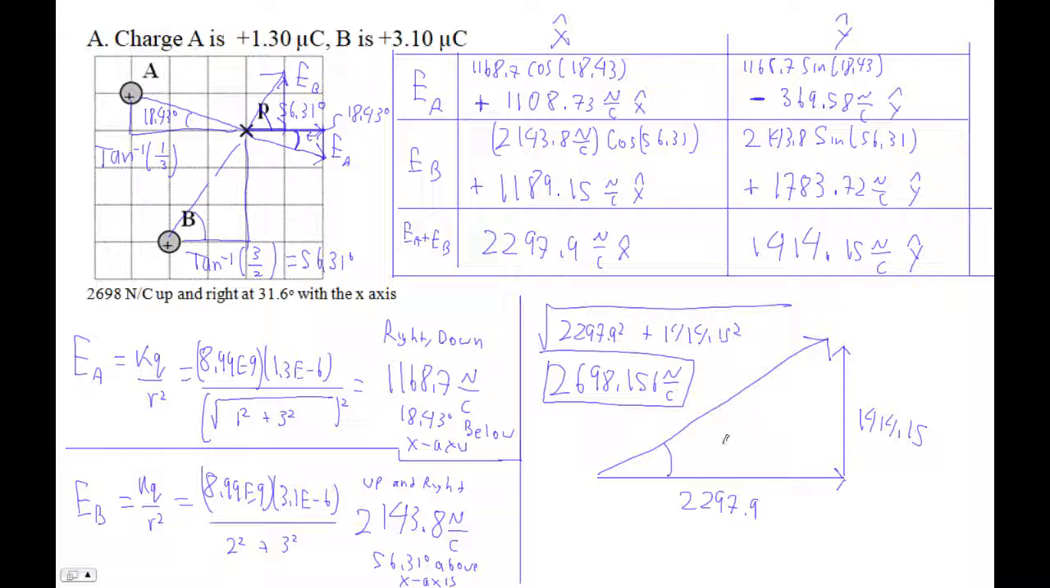And then that angle right there is tan minus 1 of 14.15. That's the opposite side, right? Here's the adjacent side, over 2297.9. All right, so second tan of the 14.15 guy divided by the 2297 guy. Sorry, I refer to them as my people. 31.6. So that angle there.